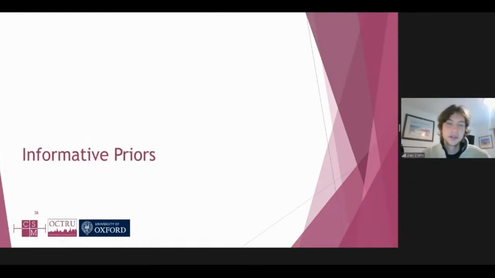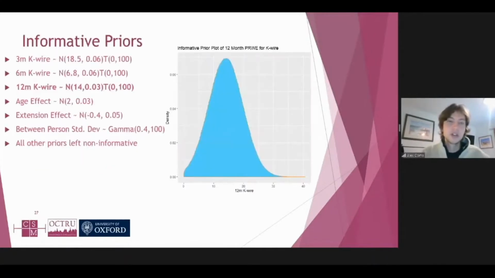Another advantage of using Bayesian analysis is the use of informative priors. So this is where the draft 1 data comes into my draft 2 analysis. From the draft 1 data, I've managed to extract some informative priors. I've got a 3, 6, and 12-month KY estimate for the PRWE, an age effect estimate and an articular extension effect estimate, and then also the between-person standard deviation, which again is expressed as a precision, all of these using precisions.